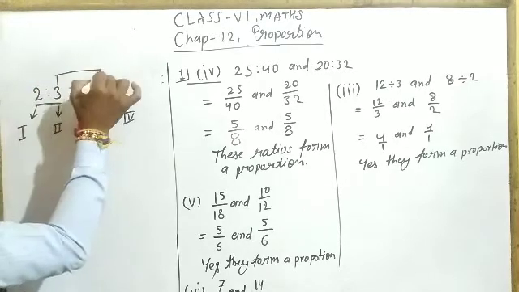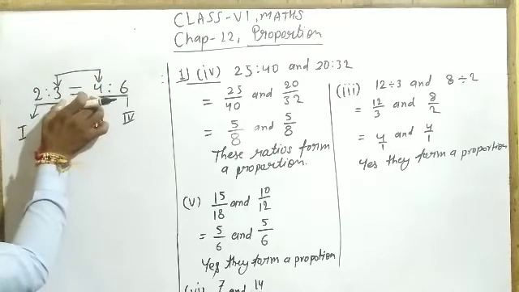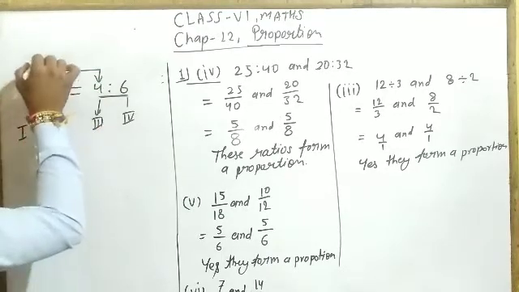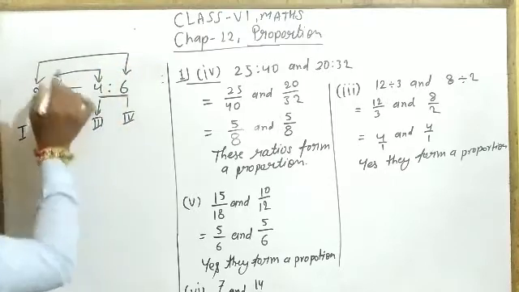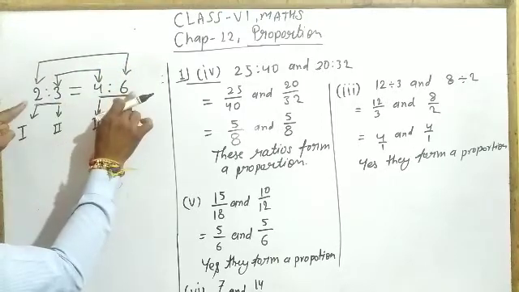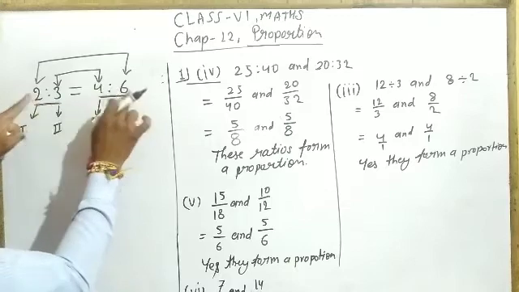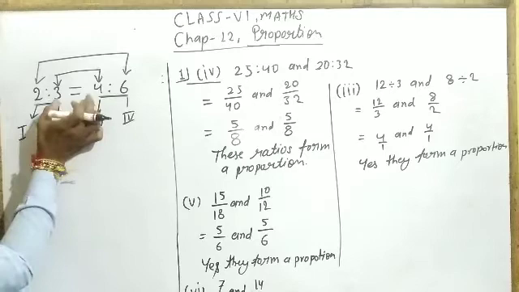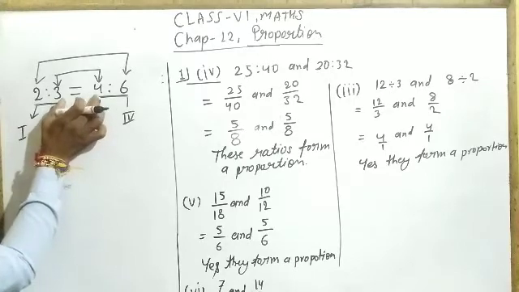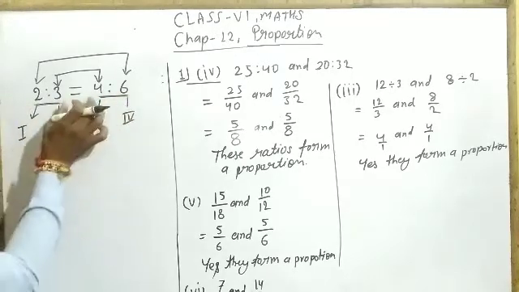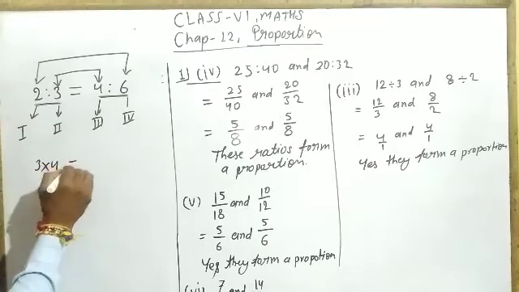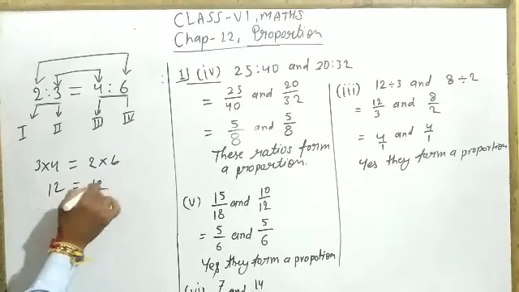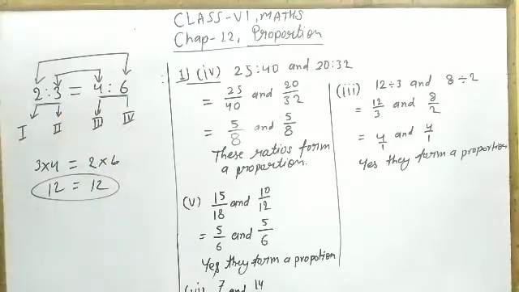These middle 2 terms are called middle terms, meaning mid values, and these are called extreme terms. So these are means and these are extremes. There is a formula: the product of means should be equal to the product of extremes. Product of means 3 into 4 equals product of extremes 2 into 6. This is 12 equal to 12, meaning they form a proportion.